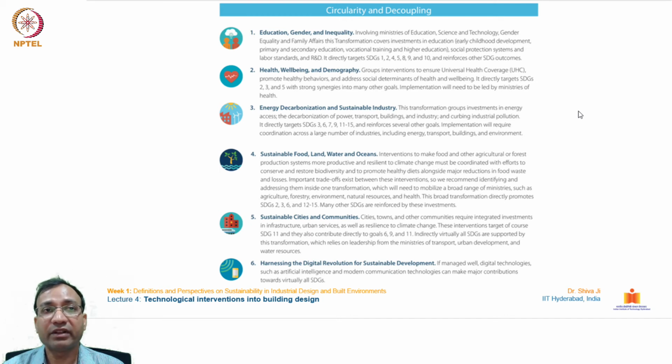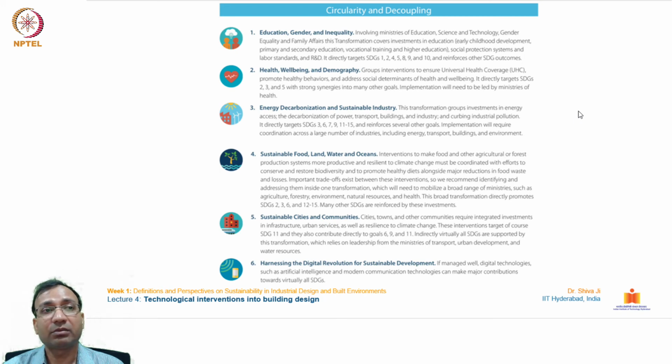The second one talks about health, well-being and demography. It groups interventions to ensure universal health coverage, UHC, promote health behaviors and address social determinants of health and well-being. It directly targets SDGs 2, 3 and 5 with strong synergies to many other goals. Implementation will need to be led by the ministries of health. So it is directly recommending which specific ministries should take up such challenges as actionable points.